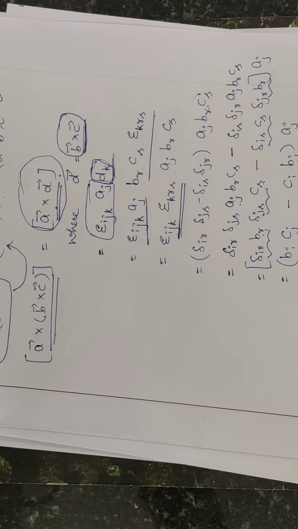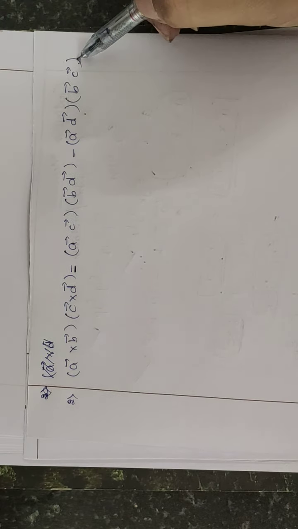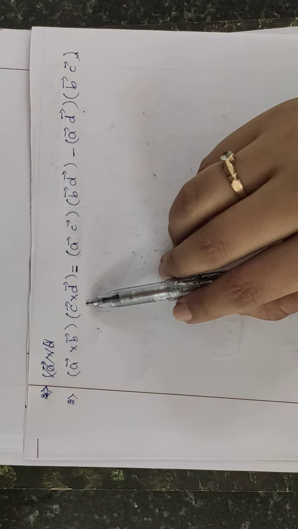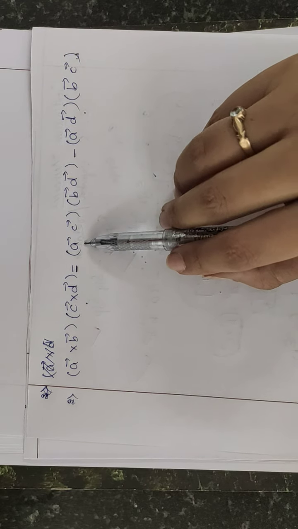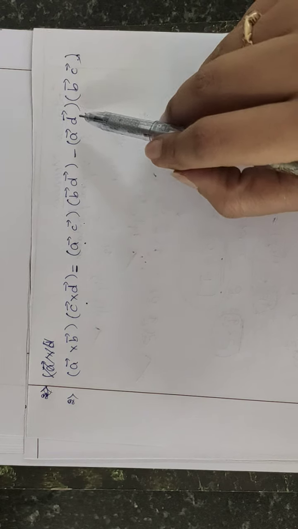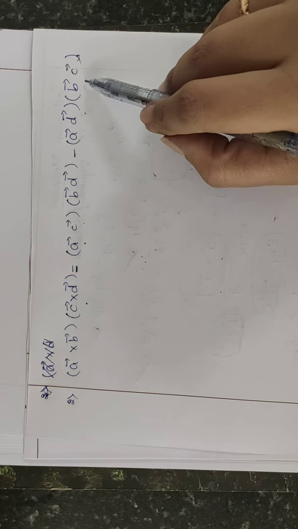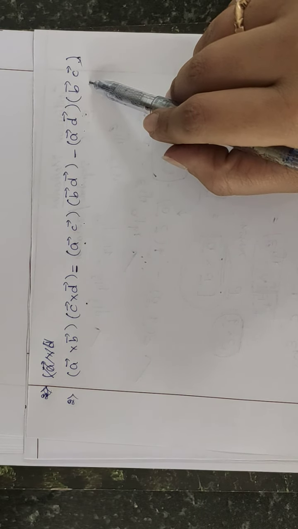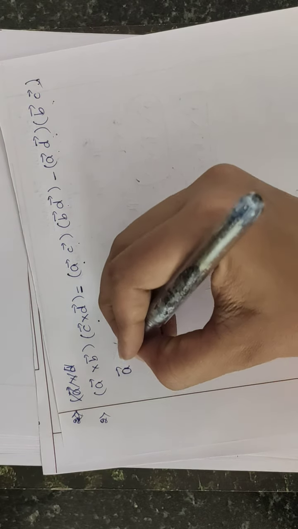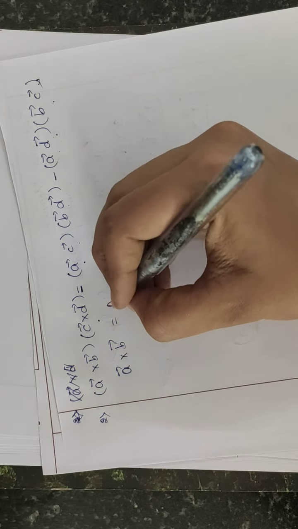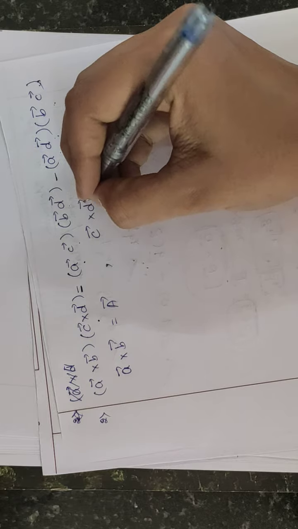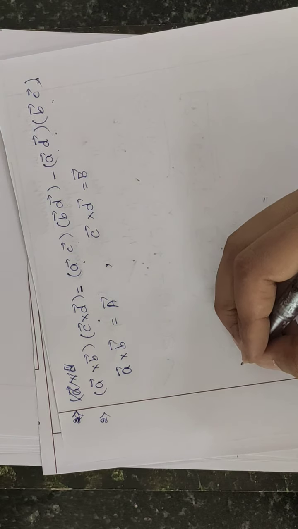Now let's move to the next one. We have to prove (vector a cross vector b) dot (vector c cross vector d) is equal to (a dot c)(b dot d) minus (a dot d)(b dot c). Again, I will consider vector a cross vector b as capital vector A and vector c cross vector d as capital vector B.